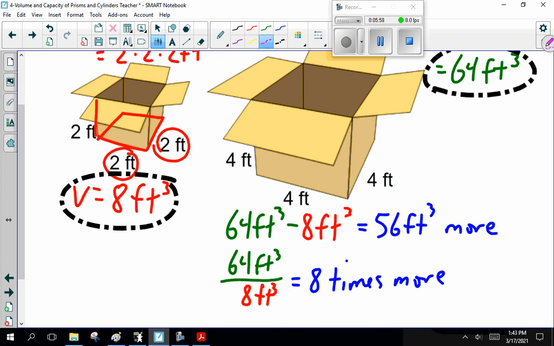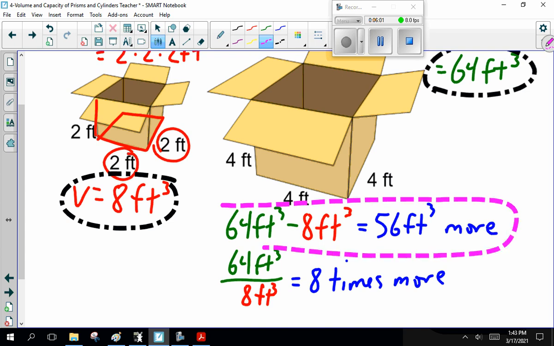I want you, whenever I say which holds more, subtract. Okay? Don't do this divide by. Nothing wrong with it, but I want you to do the subtraction part. Okay?